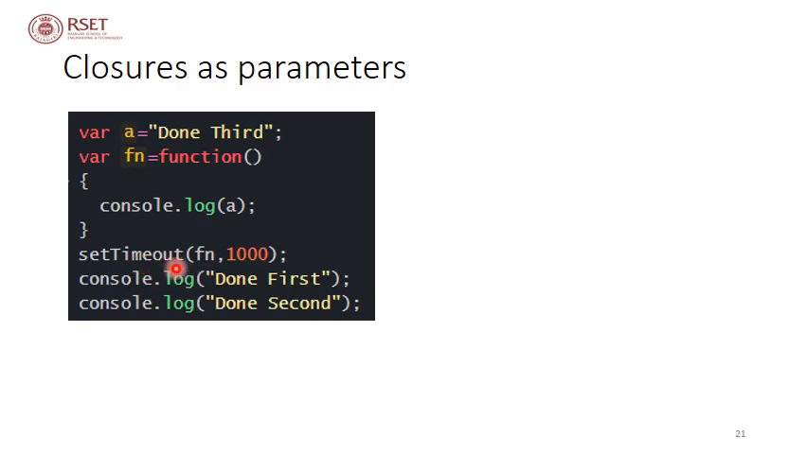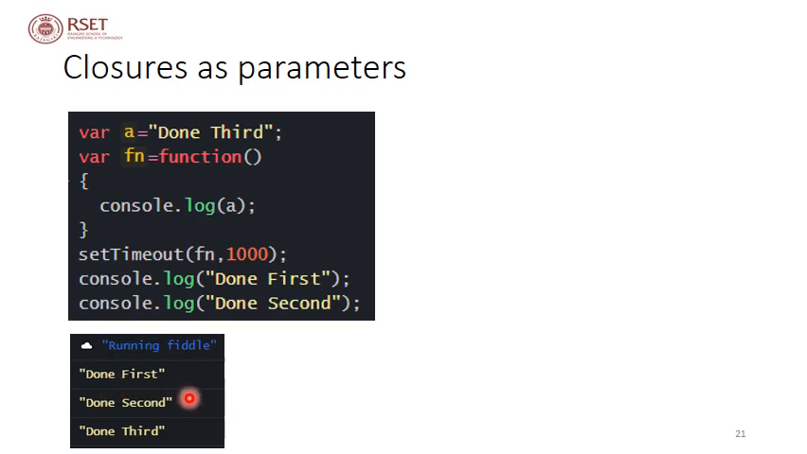So this particular setTimeout function takes two arguments. One is the function name itself, and the other is the number of milliseconds after which this function should be called. Then we have two statements to print the string values done first and done second. When you execute this program, the setTimeout function will cause fn to be called after 1000 milliseconds, and by that time done first and done second will have been executed. Only then will this function be invoked and done third will be printed. So this is the output: initially done first will be printed, then done second, and done third at the end.